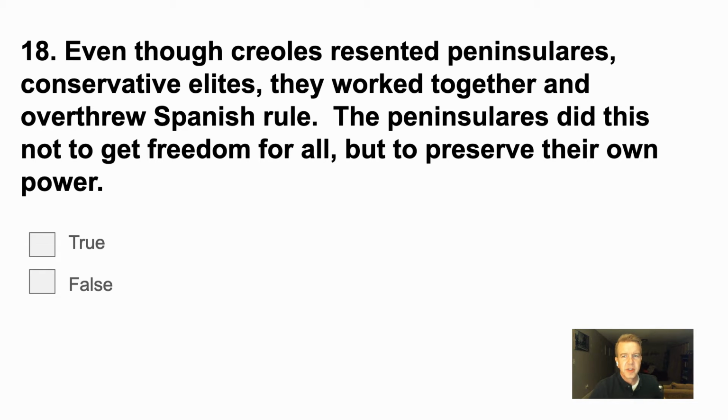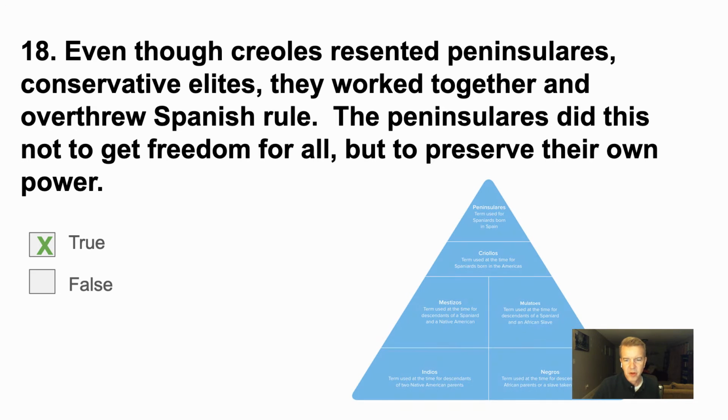Even though the Creoles resented Peninsulares, conservative elites, they worked together and overthrew Spanish rule. The Peninsulares did this not to get their own freedom for all, but to preserve their own power, and that's true. So the Peninsulares are working together with the conservative elites because this is that situation we always see in terms of power situations and revolutions. Everybody wants freedom and independence, but the people at the top want to maintain the social order as much as possible. So the Criollos are working with the people at the top to keep the vast majority of the people still basically in servitude.